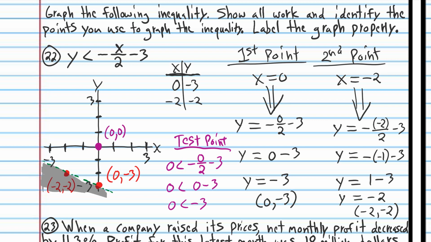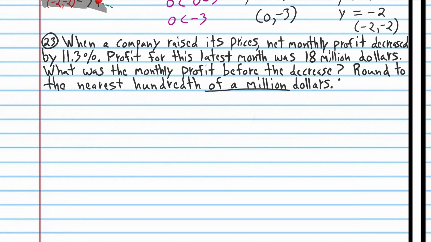And just do your best when it comes to shading. It doesn't have to be perfect. Again, because this point did not work, you have to shade the other side of the line. But if that point did work, you would shade the side of the line where the point resides. All right, let's go to 23.